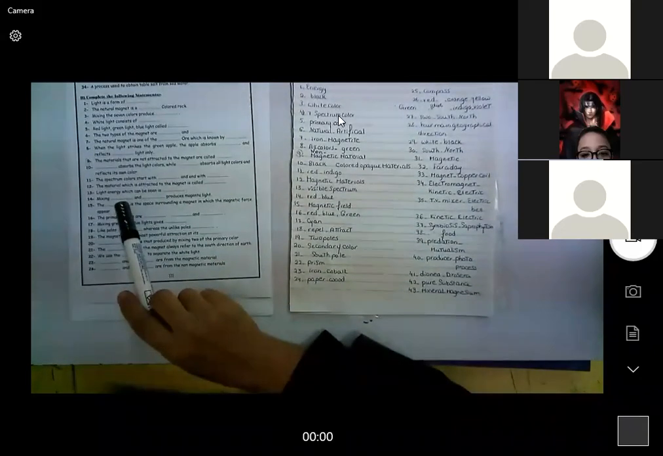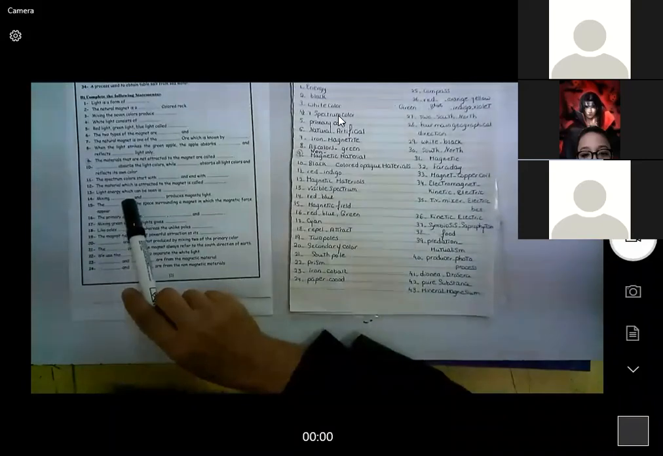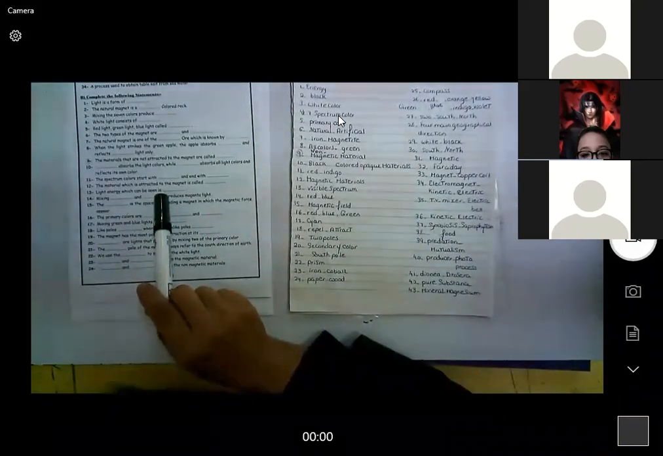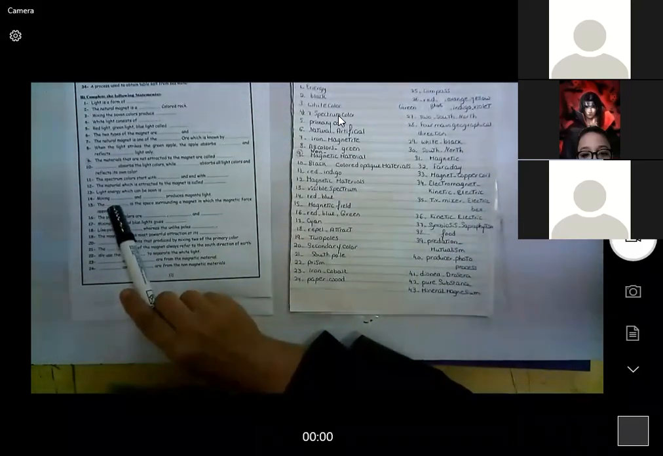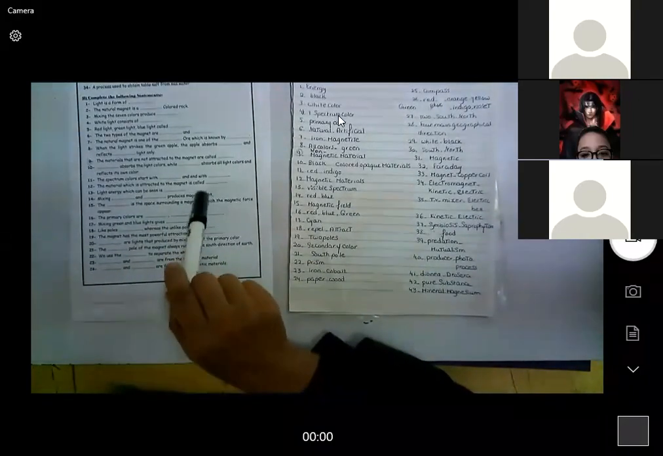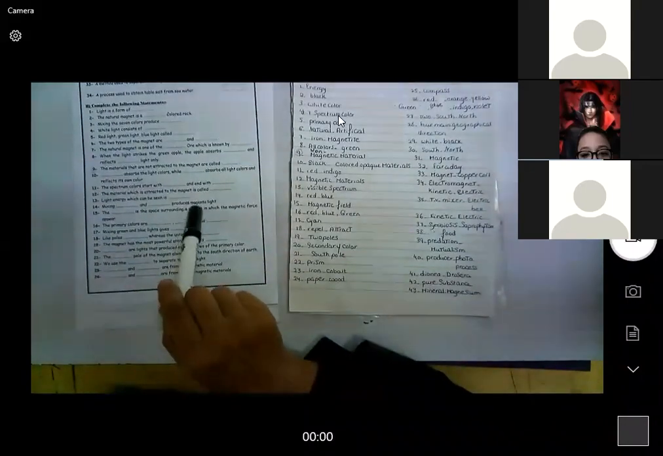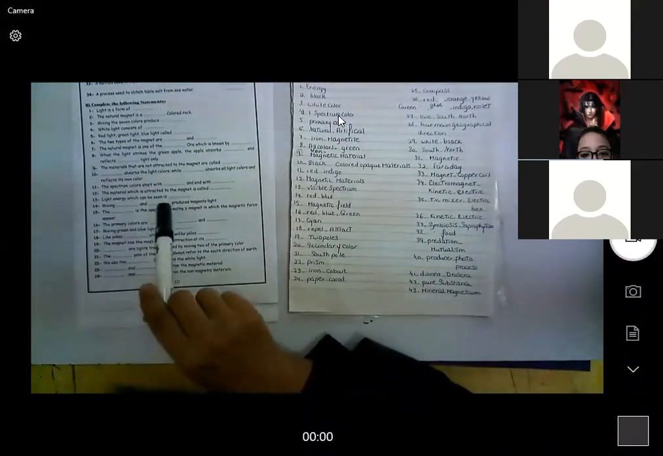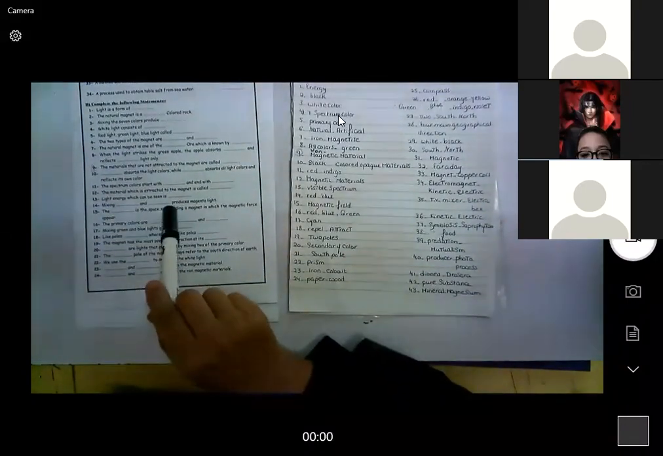Number 13, light energy which can be seen is the visible spectrum. The light which we can see is called visible spectrum. 14, mixing red and blue produces magenta. Magenta. So it's what? Red and blue. Red and blue give magenta.